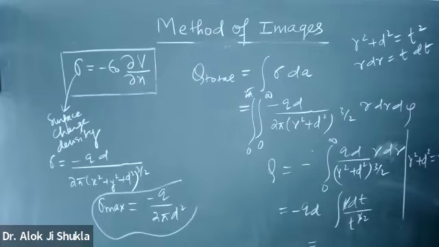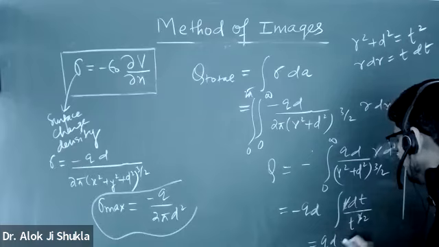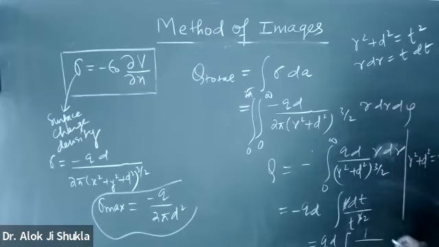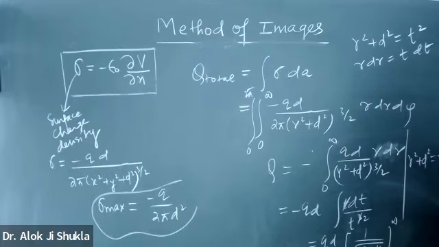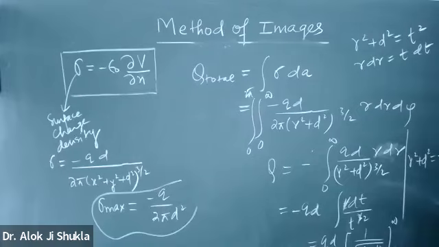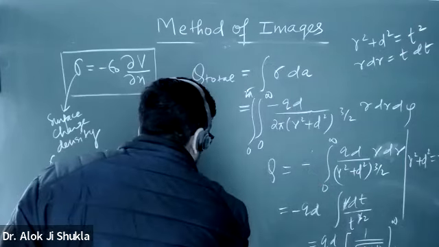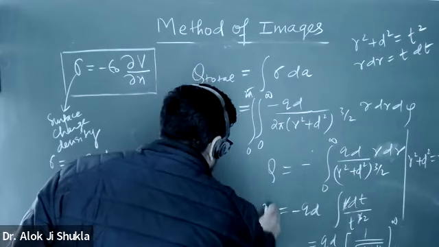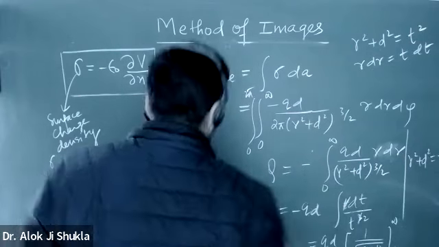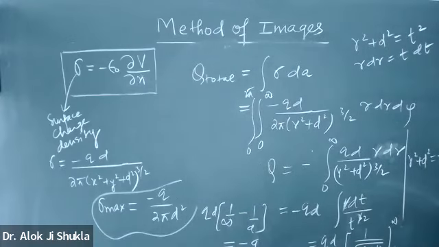Yes sir. Minus minus becomes plus, so QD times 1/t after integration. So with limits, QD times 1/t, where t is root of r square plus d square, from 0 to infinity. So infinity will become 0. So it will become QD times (1/infinity minus 1/d), which will become minus Q. See this. Now it's clear?